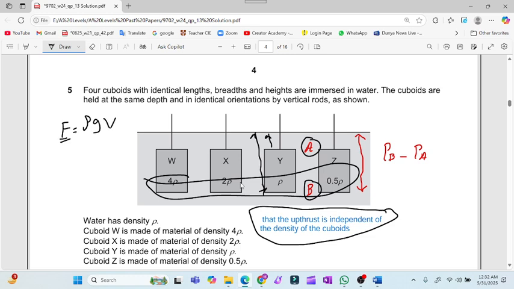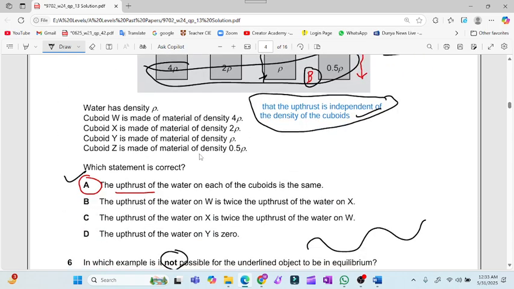What is the reason of the upthrust? The reason of the upthrust is the difference of the pressure at the bottom surface and at the top surface, because they are immersed at the same height. So the upthrust is independent of the density of the cuboids. So the upthrust for all these four will be the same. So for question number 5, option A is the valid option.